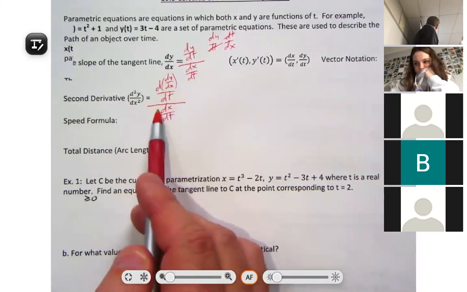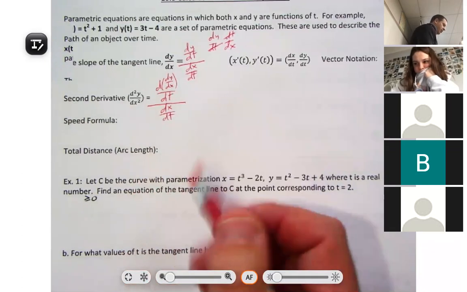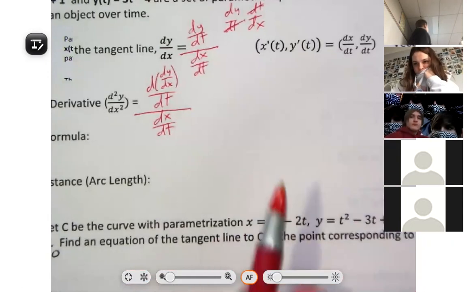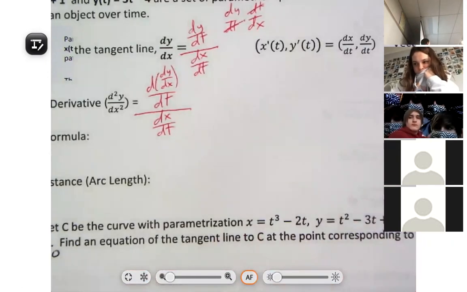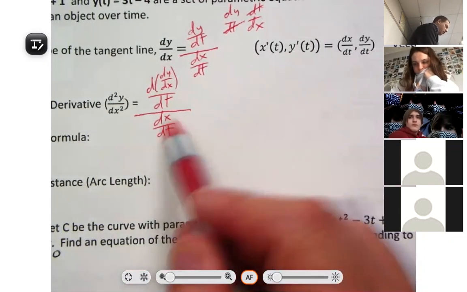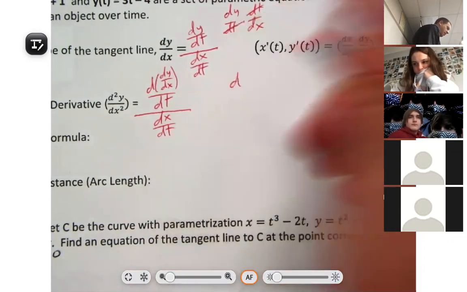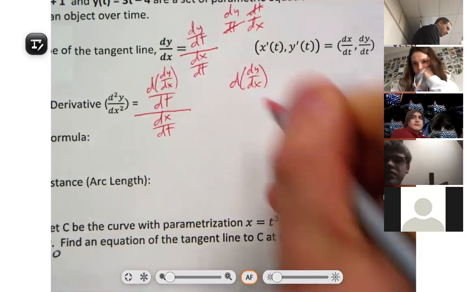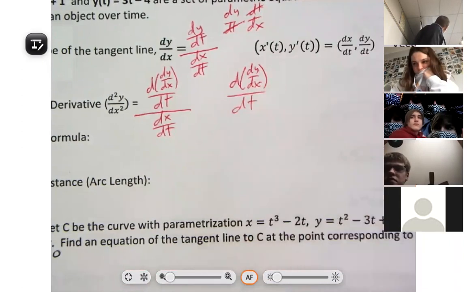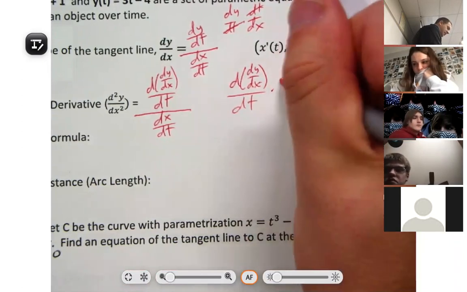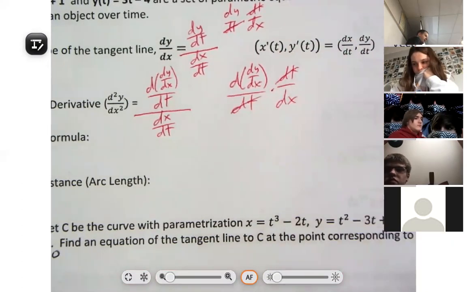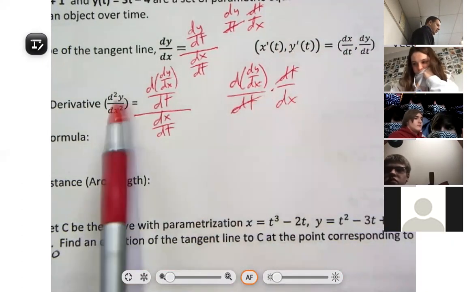So by dividing by this, if I look at the notation here, this is not something you have to know. I'm just trying to explain notationally what's happening. And maybe this will help you remember to divide by dx dt. If I multiply by the reciprocal of this, I would have the derivative of dy dx over dt, and then times dt over dx. Again, the dt's cancel.